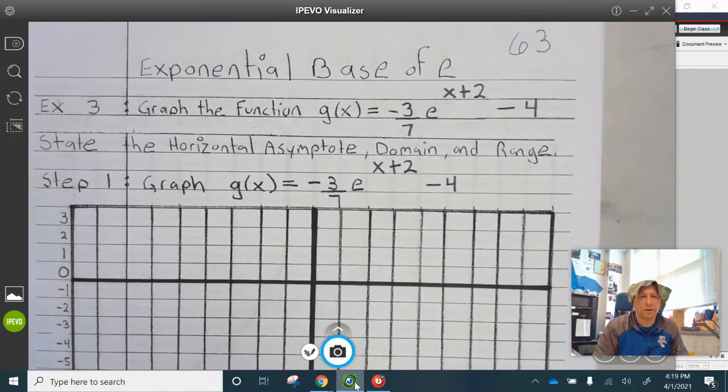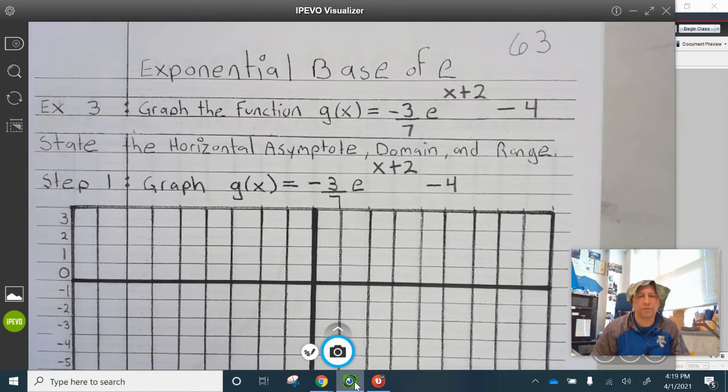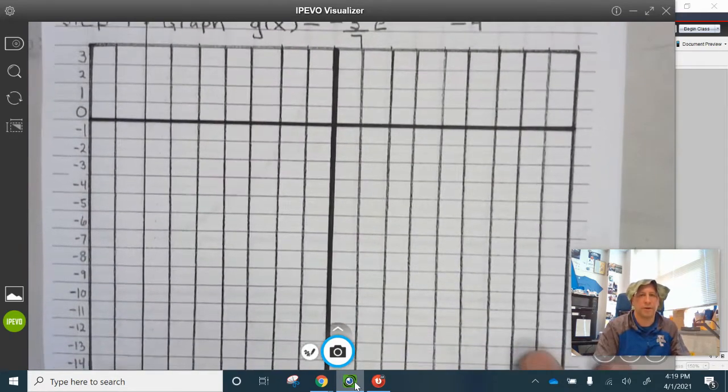All right, example 3. Graph the function g of x equals -3/7 e to the x plus 2, minus 4. State the horizontal asymptote, domain, and range. Step 1, graph g of x equals -3/7 e to the x plus 2, minus 4. Okay, so let's go ahead and graph that.